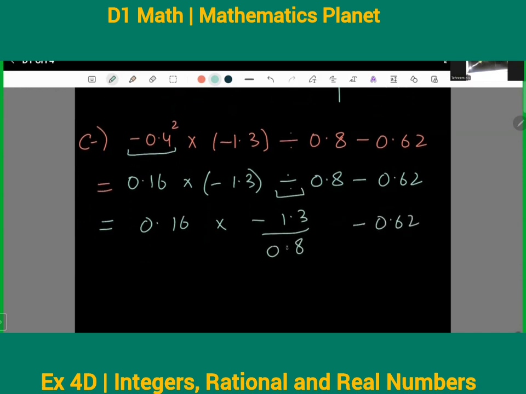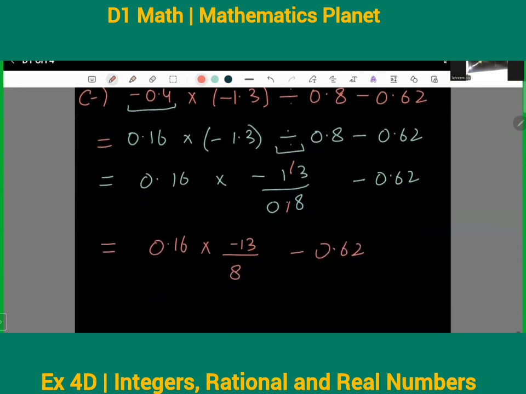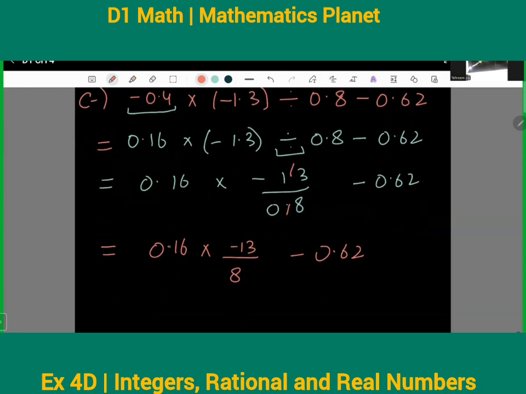If we write this division like this, we can just cancel out the decimals. So we get 0.16 multiplied by minus 13 divided by 8 minus 0.62. Now, listen to me carefully. If there is a decimal, you can remove the decimal and put 1 over here. How many digits after the decimal? 2 digits after the decimal, so you can put 2 zeros. So now we will get 16 by 100 multiplied by minus 13 by 8 minus 0.62.